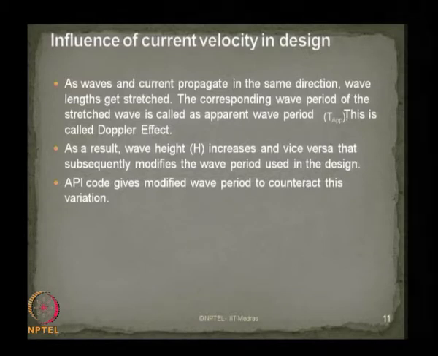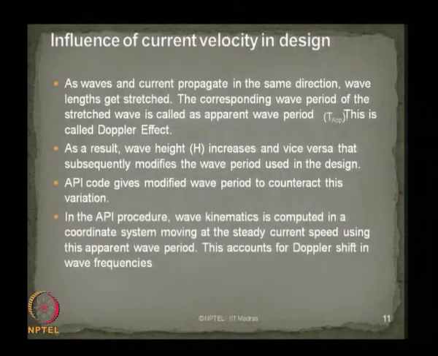The American Petroleum Institute API code gives a modified wave period which can counteract this variation due to the presence of current on wave stretching. In the API procedure, wave kinematics is computed in a single coordinate system moving at a steady current speed using this apparent wave period. This accounts for Doppler's shift in the wave frequency. So, the API procedure indirectly recommends a shift in the wave frequency because of stretching of waves whose wavelength is increased in the presence of current.